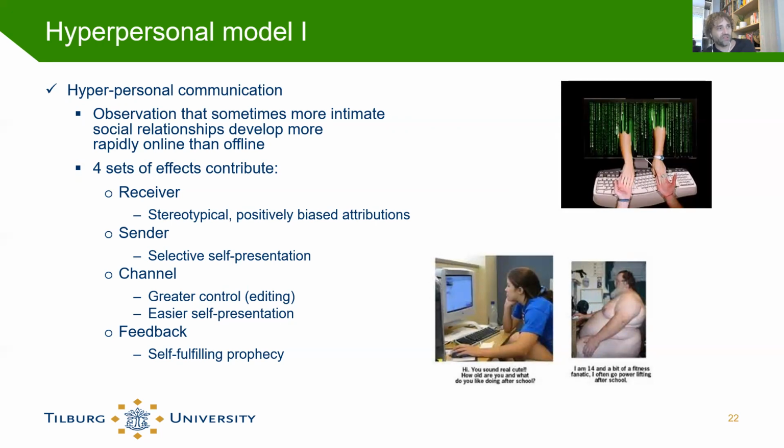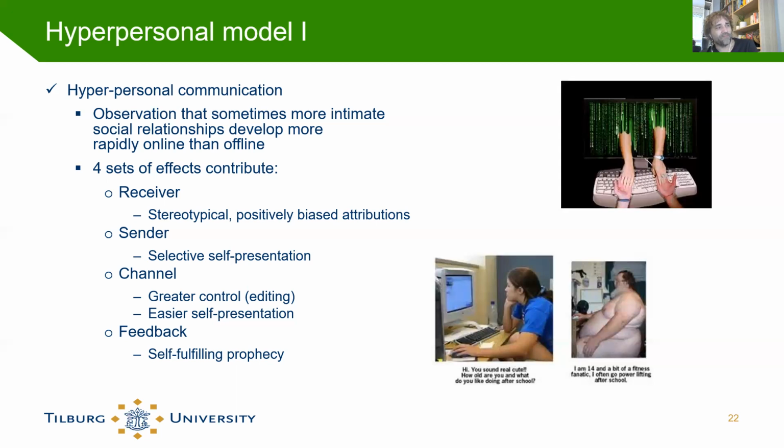So hyperpersonal stems from the observation that sometimes people develop even more intimate social relationships with each other, in virtual teams or interpersonal, than they would offline. And Walther explains this using the basic communication model, so the sender, receiver, channel, feedback. And he says each of these aspects of the communication process are different when you use computer-mediated communication than when you're face-to-face, and all can contribute to a kind of hyperpersonal effect in which communication can be more intimate, so even better than face-to-face interaction. So let me explain that first.